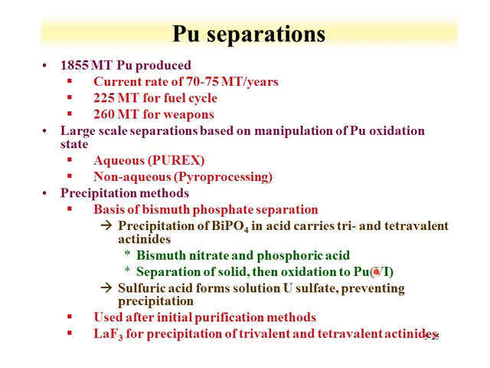If you oxidize this, the plutonium will oxidize from the 4 to the 6 and become solubilized, with the other trivalent actinides remaining in the solid. This can be used as a purification method, and things like lanthanum fluoride precipitation of trivalent and tetravalent actinides can be used to further purify the plutonium-6 in solution.